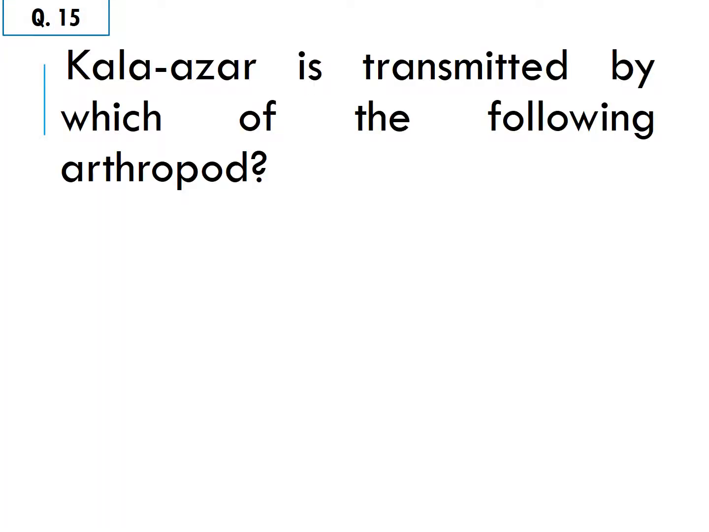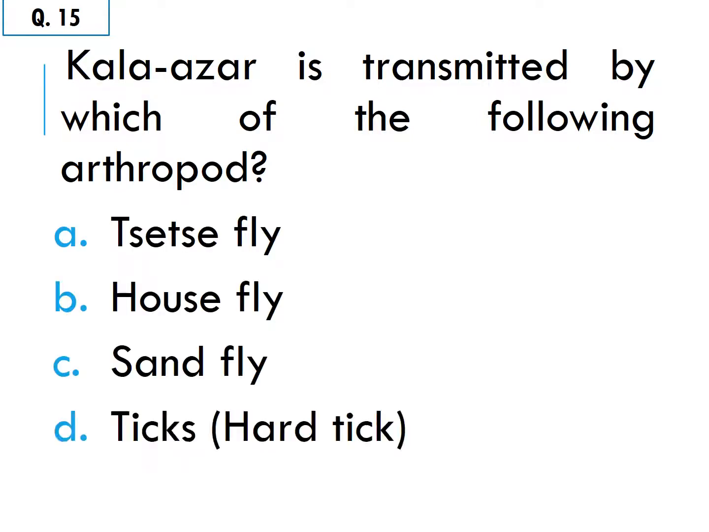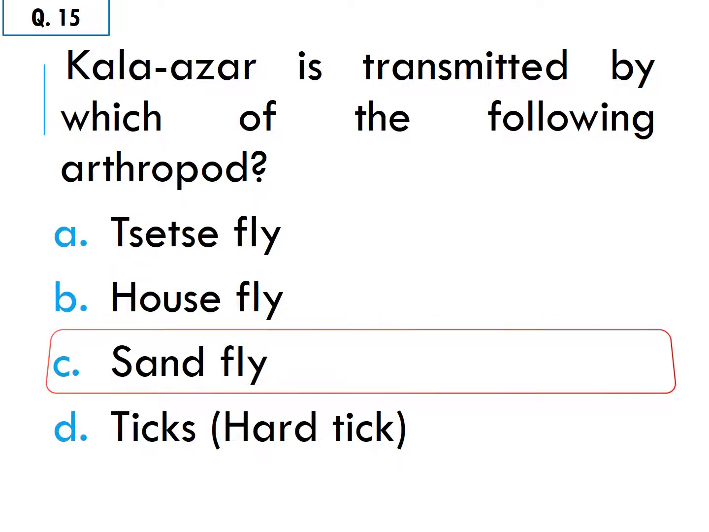15. Kala Azar is transmitted by which of the following arthropods? And the options are tsetse fly, housefly, sandfly, and the ticks. And the answer is option C, sandfly causes Kala Azar.